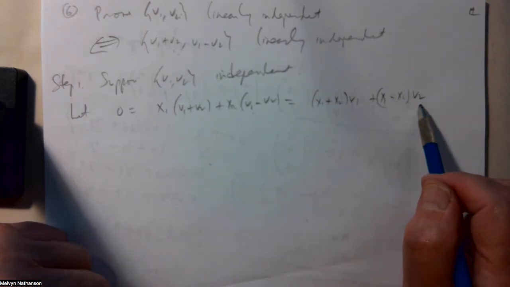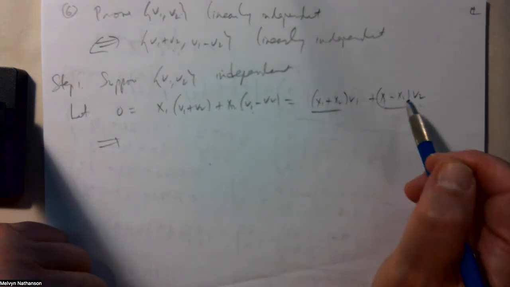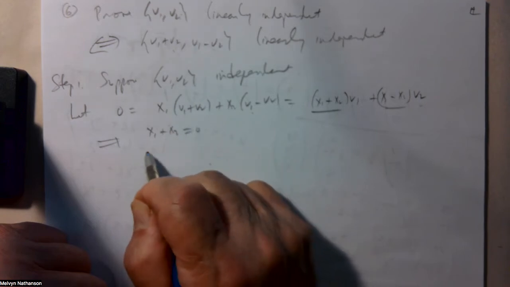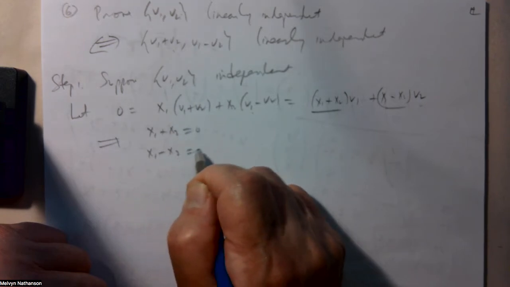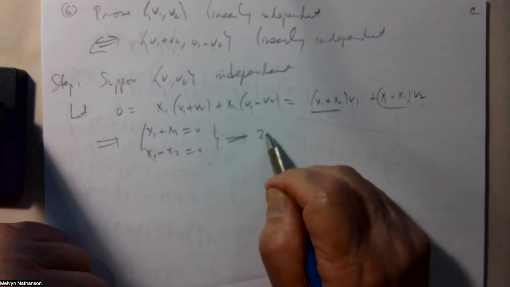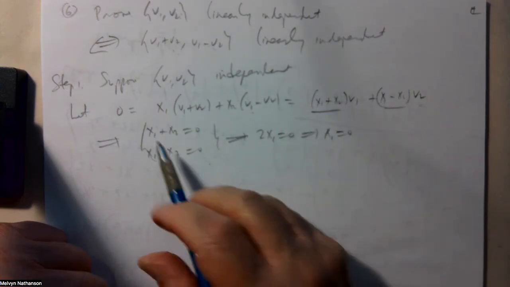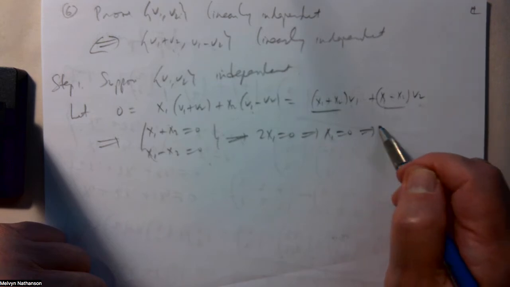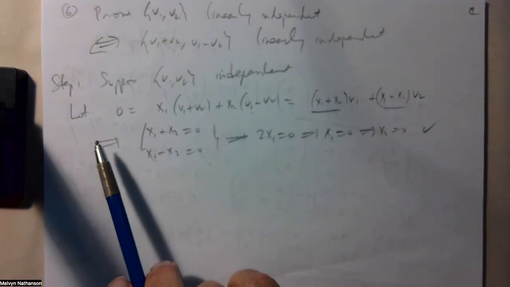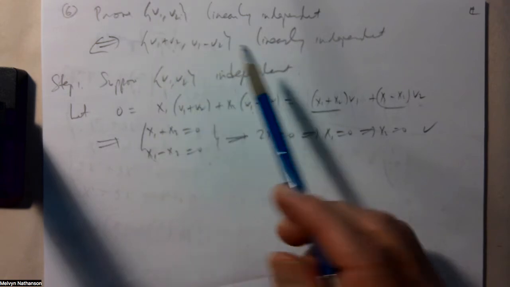But v1 and v2 are independent. So this means the scalars x1 plus x2 and x1 minus x2 have to both be equal to 0. And if you add these equations, you get 2x1 equals 0. So x1 is 0, and if x1 is 0, x2 equals 0. So that's the proof in one direction. If this set v1, v2 is independent, so is this set.